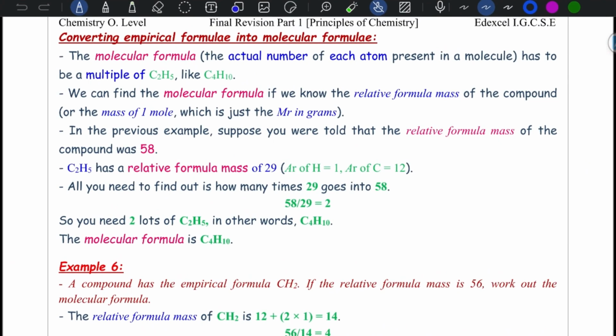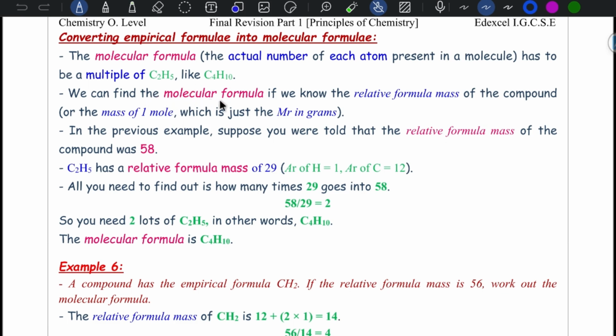Now let's start converting empirical formulae into molecular formulae. The molecular formula is the actual number of each atom present in a molecule, and it has to be a multiple of C2H5. Just multiply it by 2, by 3, and so on. So it's like C4H10, for example, if you multiply it by 2.